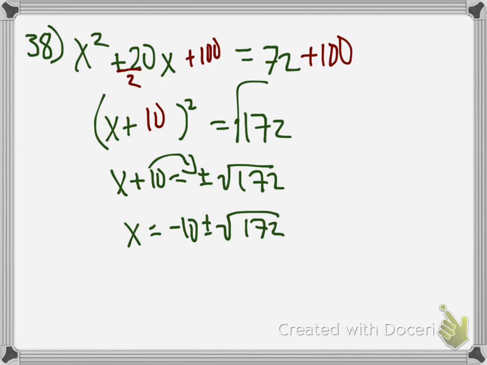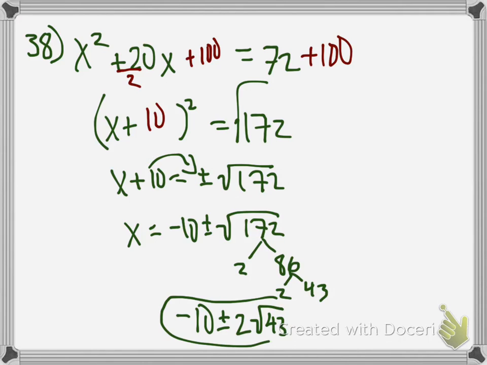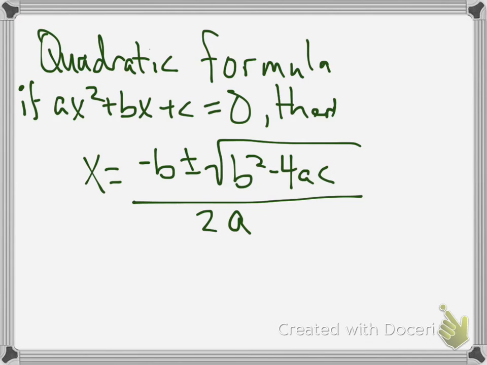So now I got to make sure maybe you can simplify. I don't think I have any that you need to simplify on the exam, but I am not going to be positive on that. Notice that a pair of 2's went on the outside. I have a 43 left over. That stayed inside. All right, so don't forget the quadratic formula. If ax squared plus bx plus c equals 0, then you have negative b plus or minus the square root of b squared minus 4 times a times c, all of that over 2 times a.